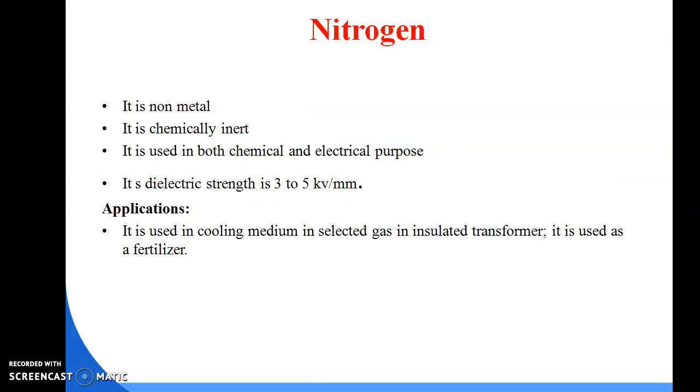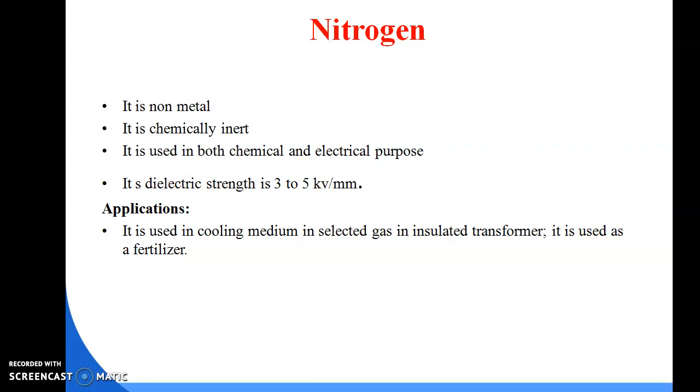Nitrogen is a non-metal, it is chemically inert. It is used for both chemical and electrical purposes. Its dielectric strength is 3 to 5 kV per millimeter, and it is used as a cooling medium, a selected gas in an insulated transformer. It is used as a fertilizer. So these are the two insulating gases, one is air, another is nitrogen. Nitrogen is used for cooling in transformers and as a fertilizer. So this is the point about nitrogen.